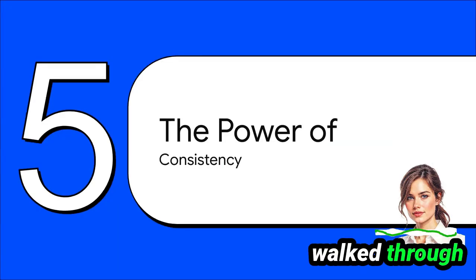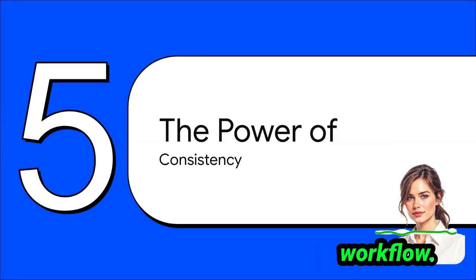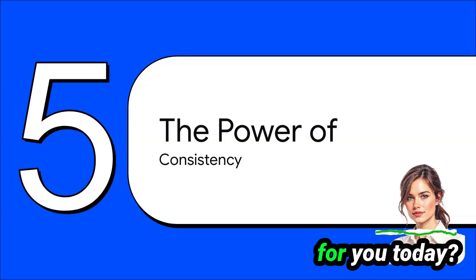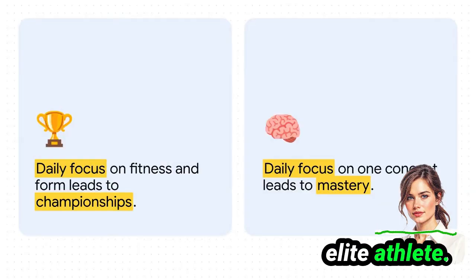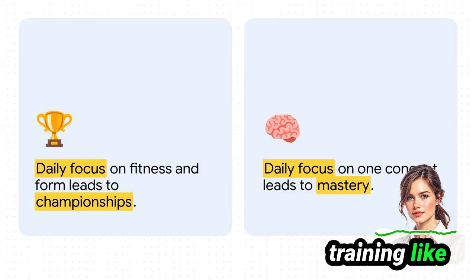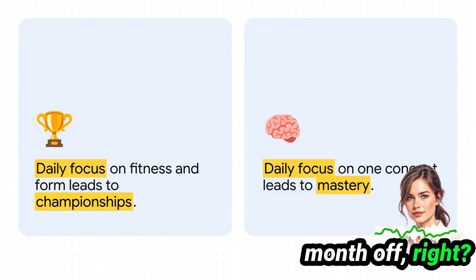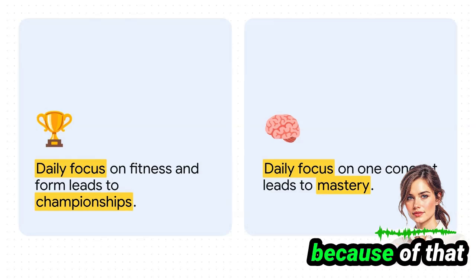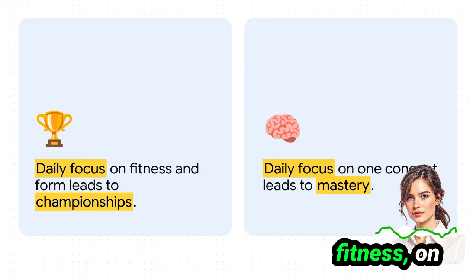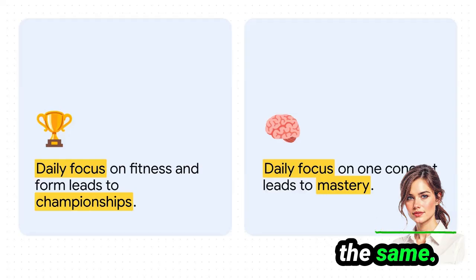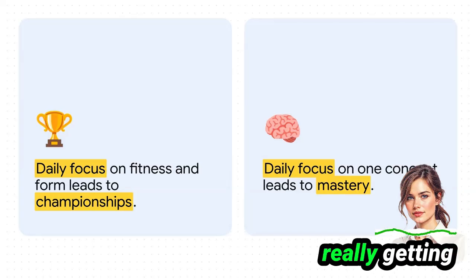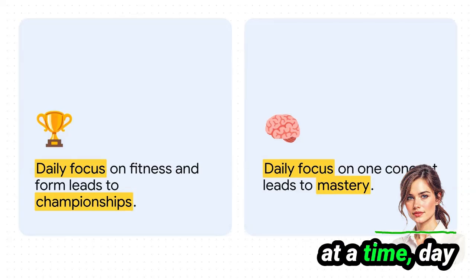So we've just walked through a pretty complex professional workflow. But what's the big lesson here for you today? It all boils down to one thing: the power of consistency. Seriously, think about an elite athlete. They don't become champions by training like crazy for one day and then taking a month off, right? No way. They win because of that daily, consistent focus on their fitness, on their form. Well, learning a tough subject like AI is exactly the same. Mastery isn't going to come from one crazy all-nighter. It comes from focusing on and really getting one new concept at a time, day after day.